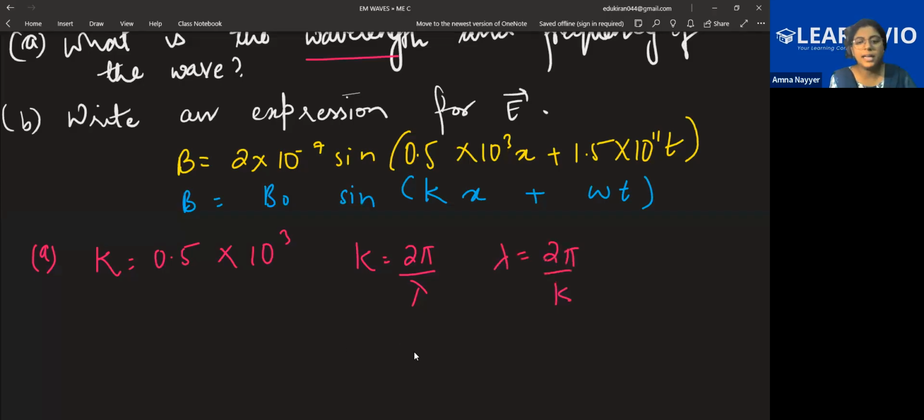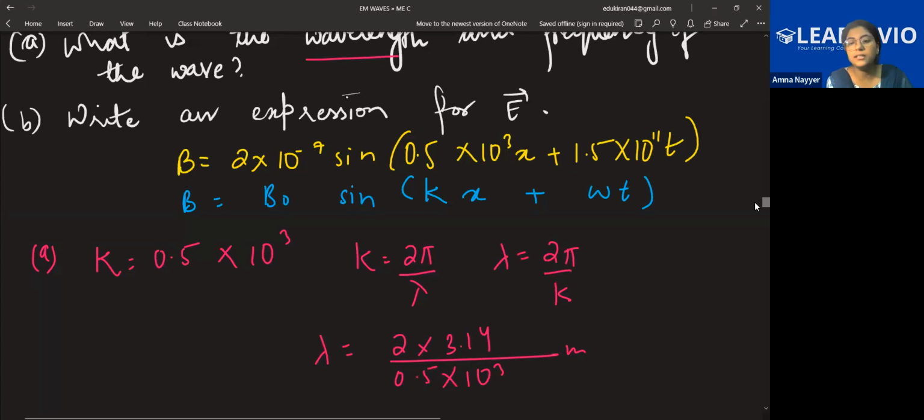So lambda is equal to 2 pi, pi is 3.14, K is 0.5 into 10 to the power 3, this much meters. So this will be 4 something, then 12, so 1.2 something will come. You can calculate that. The second part says wavelength and frequency. Frequency we have been using quite often.